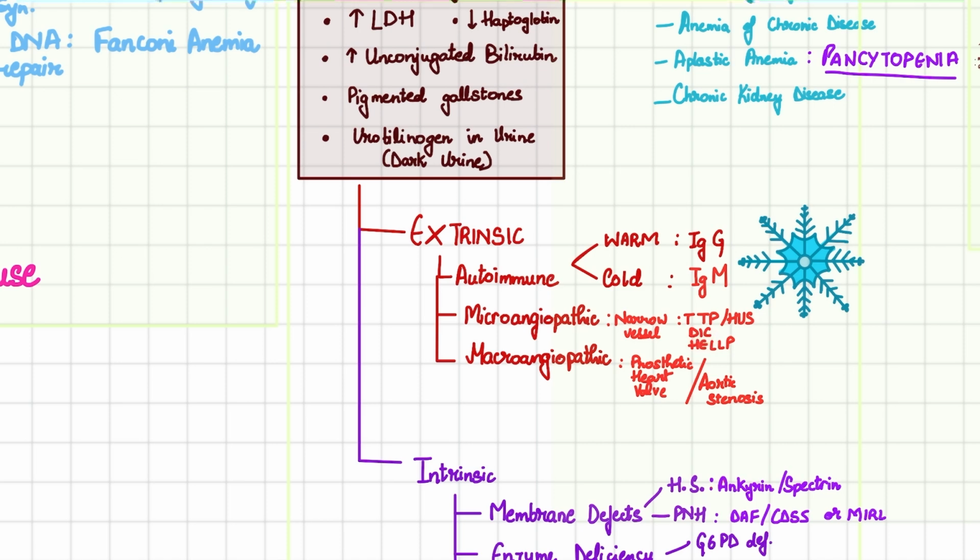Similarly, DIC, if there is activation of the coagulation cascade, right, and all the coagulation parameters go up, so we know that we are dealing with DIC. Again, this is microangiopathic. And similarly, your TTP and HUS. So HUS we see with E. coli O157:H7, right? So HUS, thrombotic thrombocytopenic purpura.